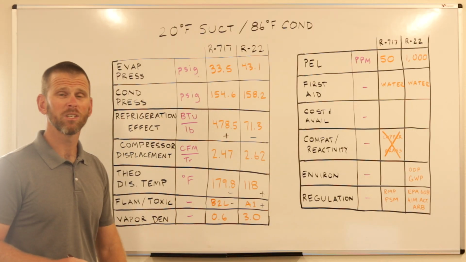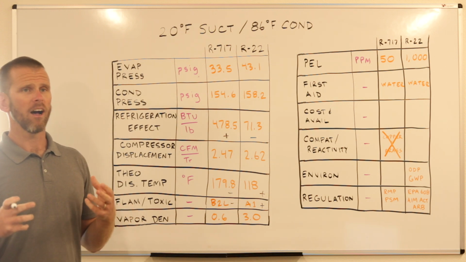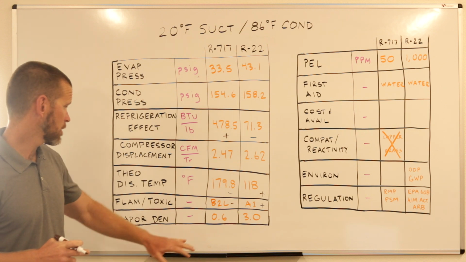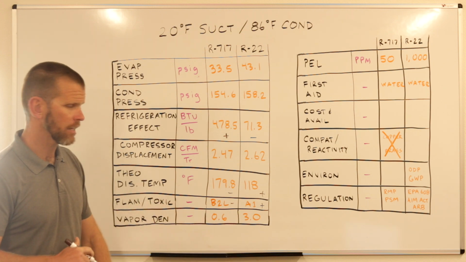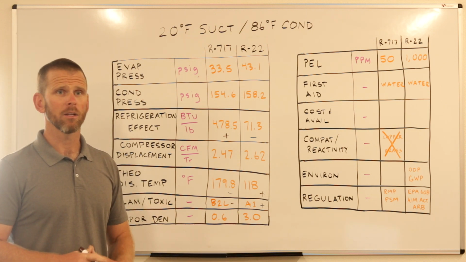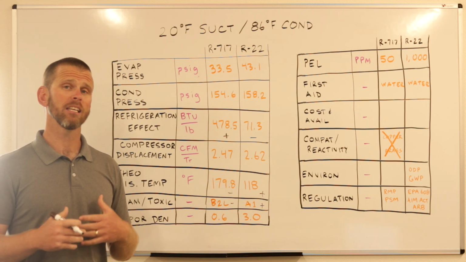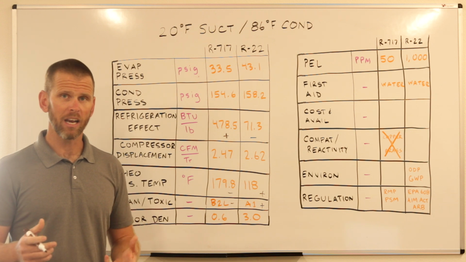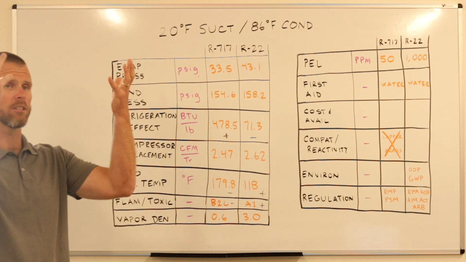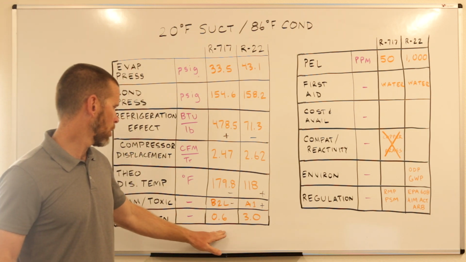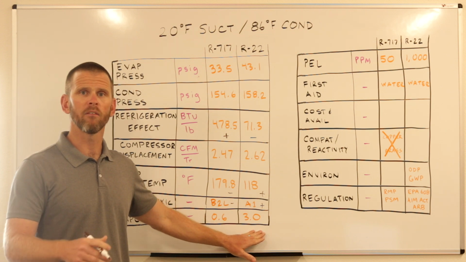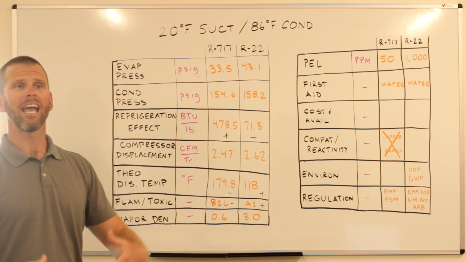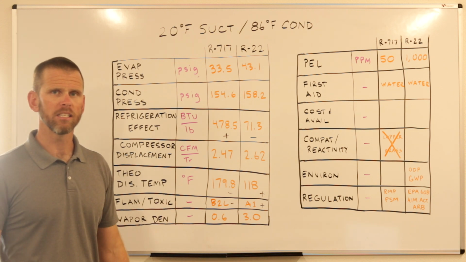Vapor density, which is the ratio of the weight of the refrigerant vapor compared to air, is displayed in the bottom row on this side of the table. And we would prefer that the vapor density be less than 1, because that means that the vapor of the refrigerant is lighter than air, or in other words, that the vapor will tend to rise when it leaks, as opposed to R22, which is 3 times heavier than air, which means a leak will settle on the ground and displace the oxygen that humans need to breathe.